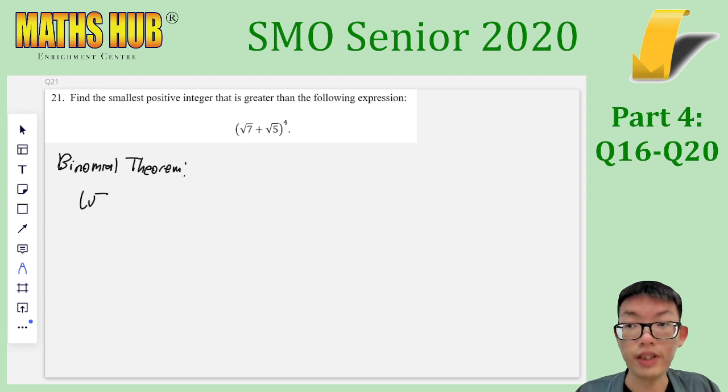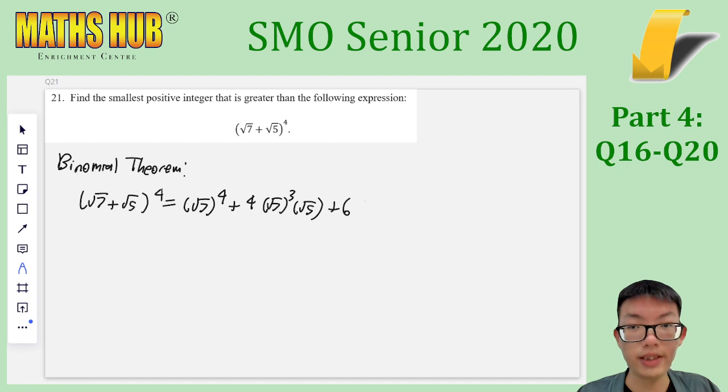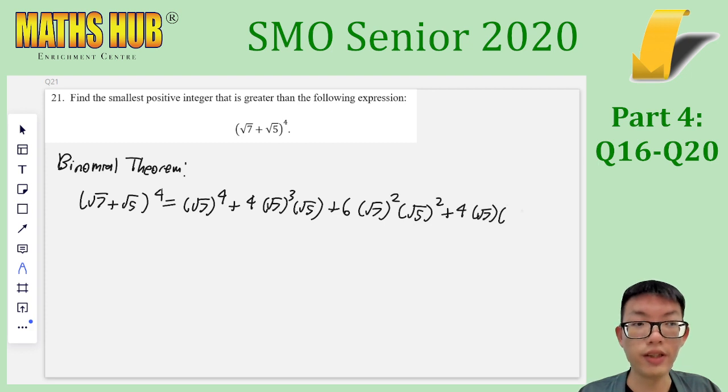The square root of 7 plus the square root of 5 to the power of 4 is the square root of 7 to the power of 4, plus 4 times the square root of 7 cubed times the square root of 5, plus 6 times the square root of 7 squared times the square root of 5 squared, plus 4 times the square root of 7 times the square root of 5 cubed, plus the square root of 5 to the power of 4.